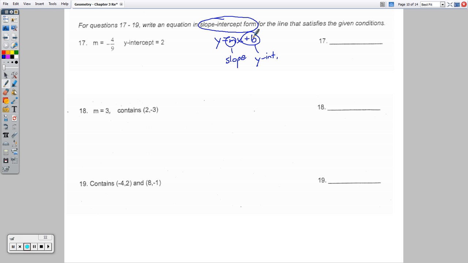And the y-intercept includes this sign. So if it's a negative sign, we're going to have a negative with a number there. So this would be y equals -4/9 times x, and it's a +2. And that's it. There's nothing else to do with that. So that's what we would put right there.